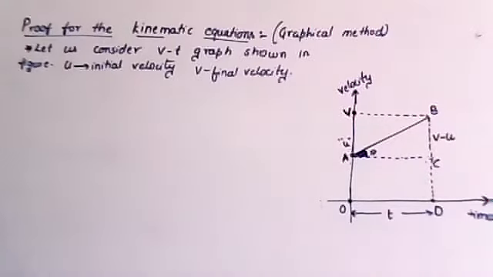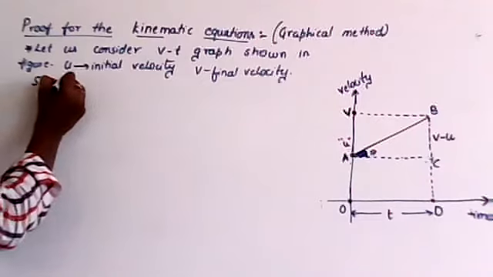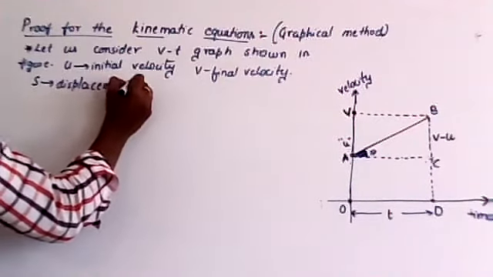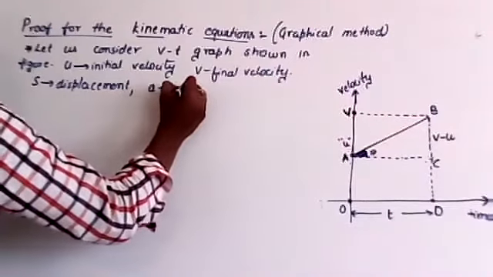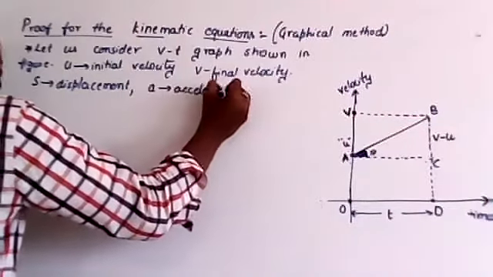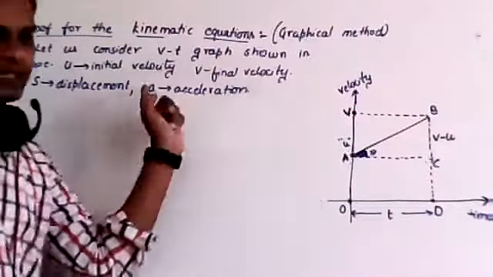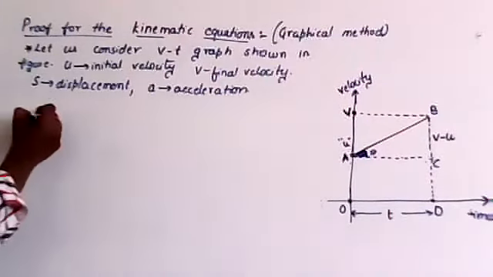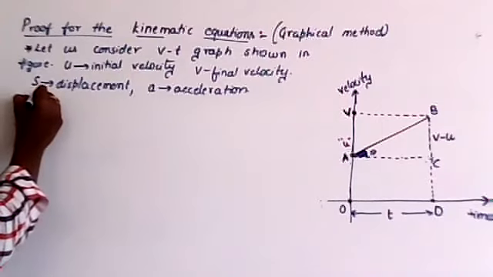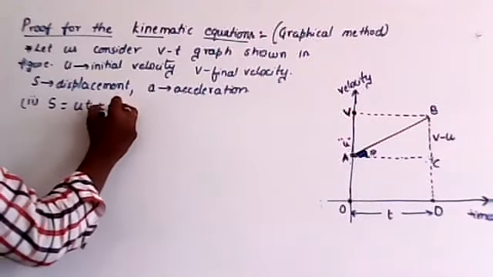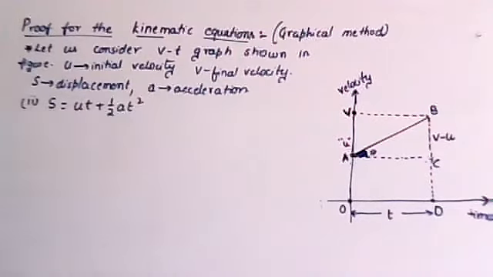I will consider, for example, S as displacement, as well as a as acceleration. Again, the concept is the same for the second relation also. Now I am going to derive this equation, that is S is equal to ut plus half at square.